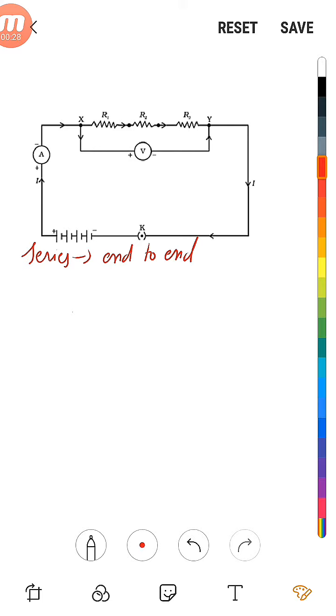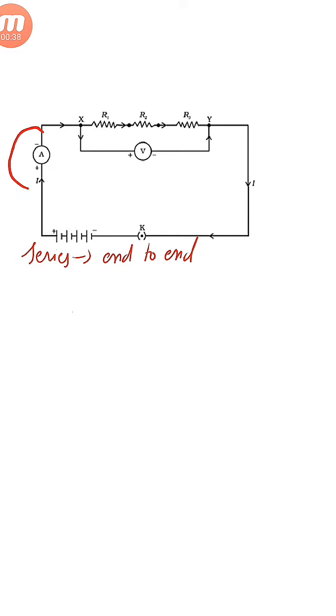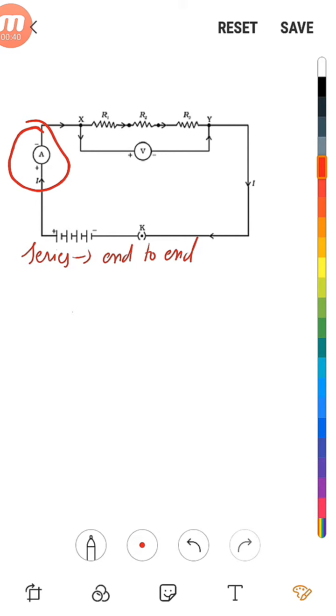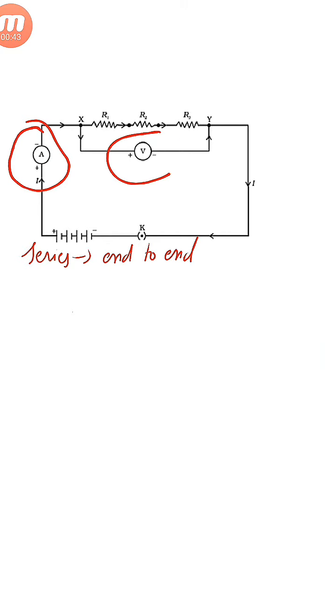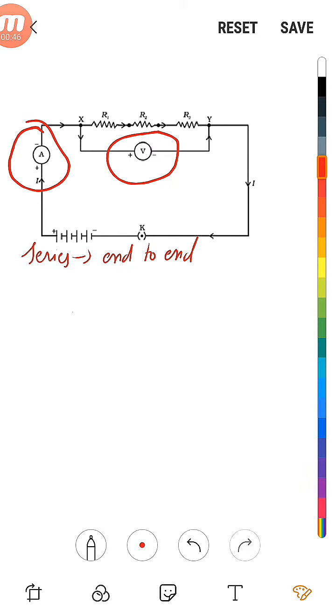Let resistances R1, R2, R3 be connected in series. There's an ammeter here to measure the current in the circuit, and a voltmeter to measure the potential difference between the extreme endpoints. Let those endpoints be x and y. This is the total potential difference of the arrangement.